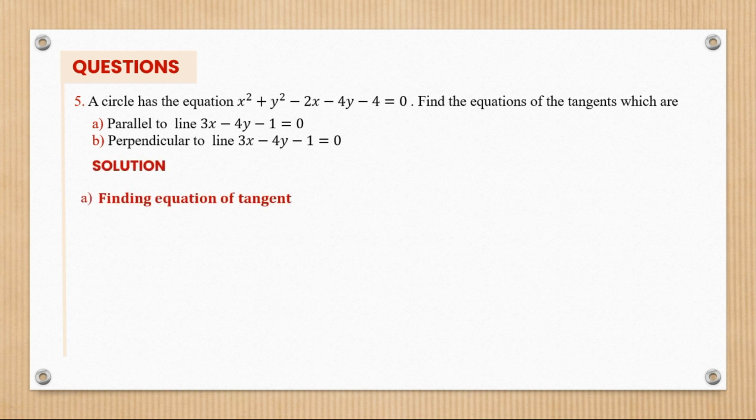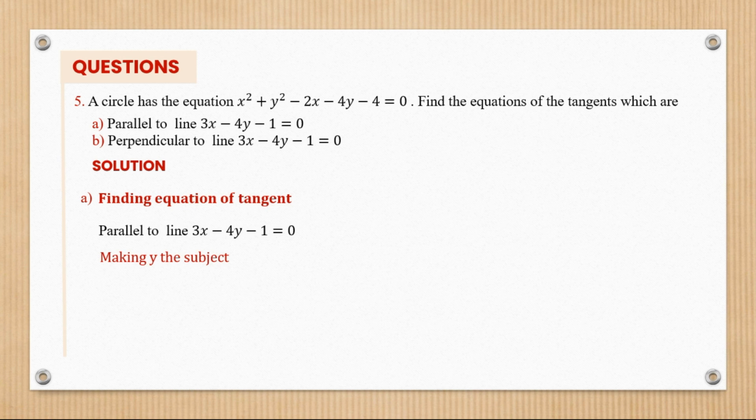Alright, so now the first step shall be to find the equation of the tangent in this case. Now, as you can see, we've been told the equations of the tangents, so that means that there are actually two tangents touching this circle, and both of them are parallel to this line here. So first of all, we can identify the gradient of those tangents. Since they are parallel to the line 3x minus 4y minus 1 is equal to 0, they share the same gradient.